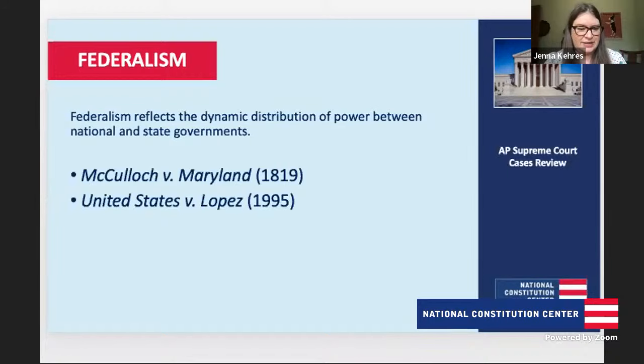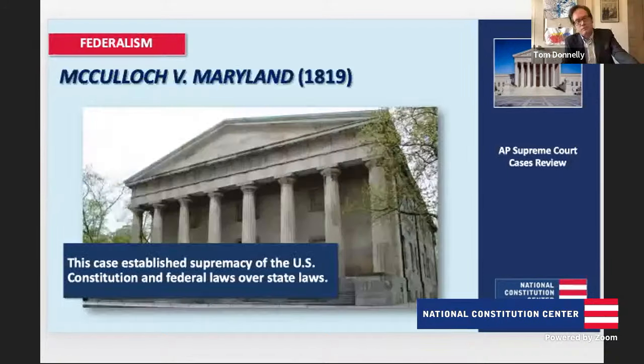So let's talk about the first one, which is McCulloch v. Maryland in 1819. Yeah, so McCulloch v. Maryland, we're still in the Marshall Court here in 1819. McCulloch v. Maryland is a unanimous decision written by Chief Justice Marshall, and it weighs in on one of the most important constitutional debates in early America, and that's whether or not Congress has the power to charter a national bank.